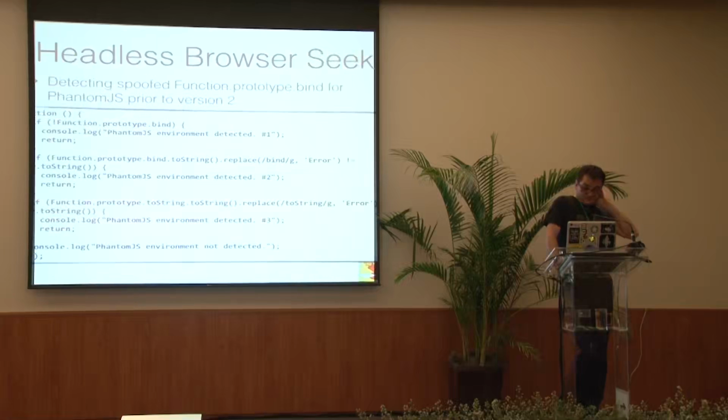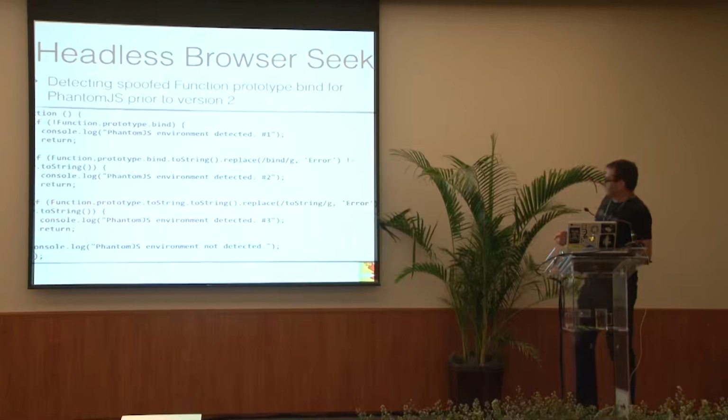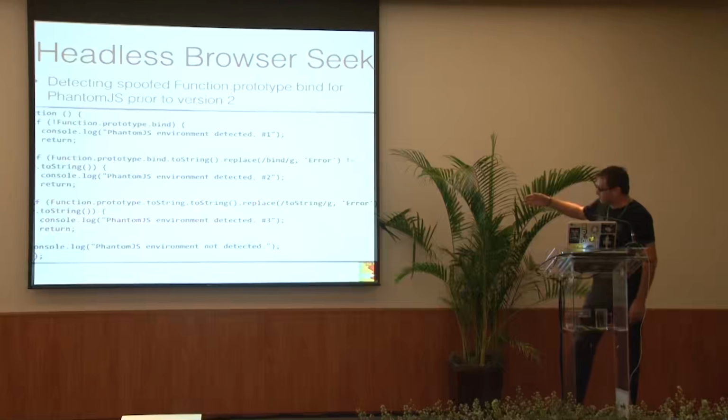Well, that means you need to do several things, actually. In our first if, we would check for the existence of bind. If it's there, it's there. Then we'll check if bind's toString returns whatever we want. And our third check would be to check if the toString of the toString function is actually not spoofed, if it's the native one.